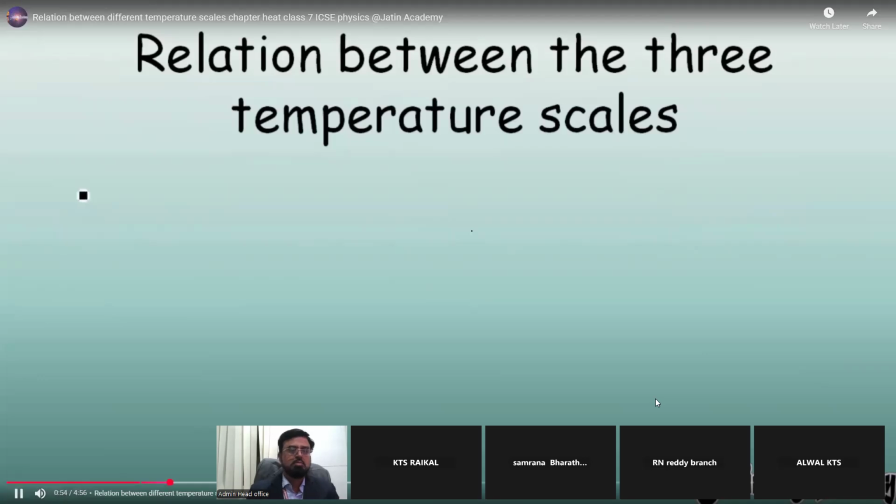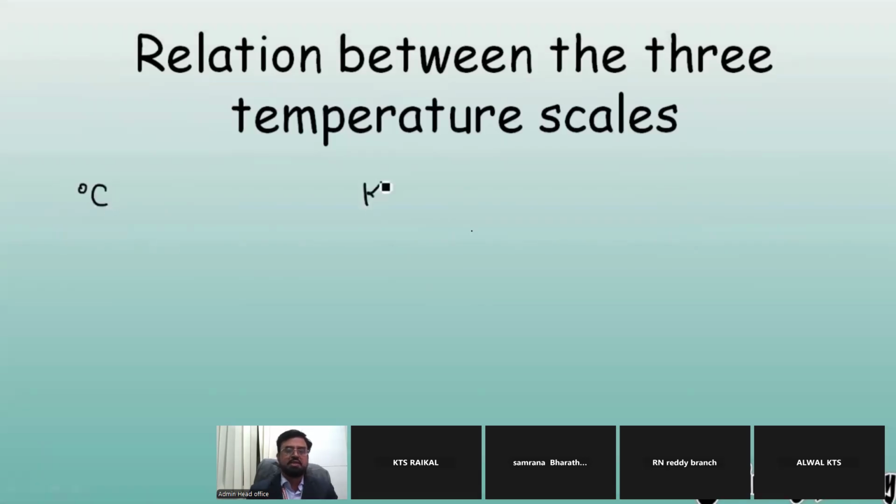scale. Firstly, we are having degree Celsius, then we are having Kelvin, then we are having degree Fahrenheit. Afterwards, you have to put equals to in between them. Clear? Then you have to put minus, minus, and here also minus.